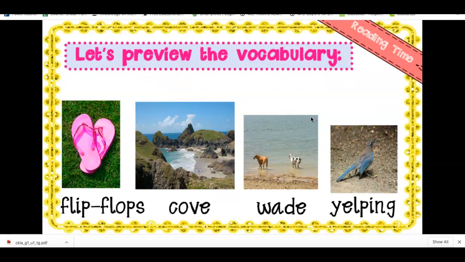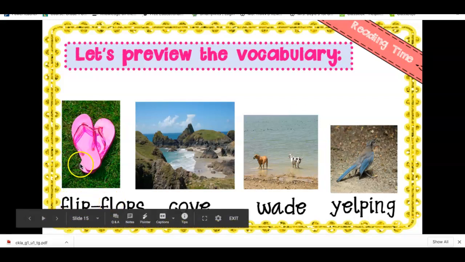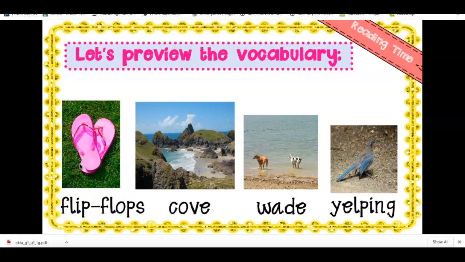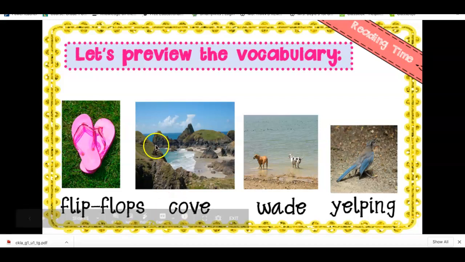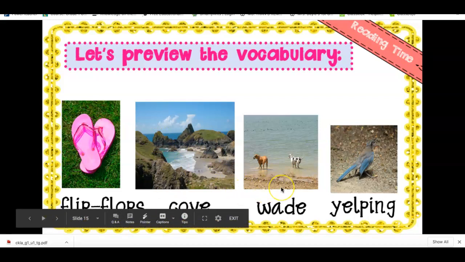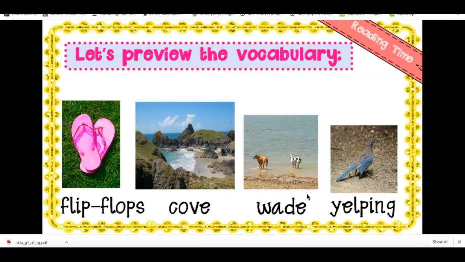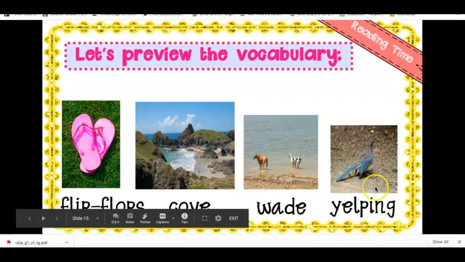In our story, we are going to come across some new vocabulary words. We're going to read the word flip-flops, and flip-flops are sandals, open-toed shoes, with straps. We wear them in warm weather. A lot of people in San Diego wear them. Those are flip-flops, another word for sandals. The word cove. A cove is a small area of ocean, partly surrounded by land. This is a cove. To wade means to walk through water. And if someone is yelping, or if an animal is yelping, they're making a quick, high-sounding cry.